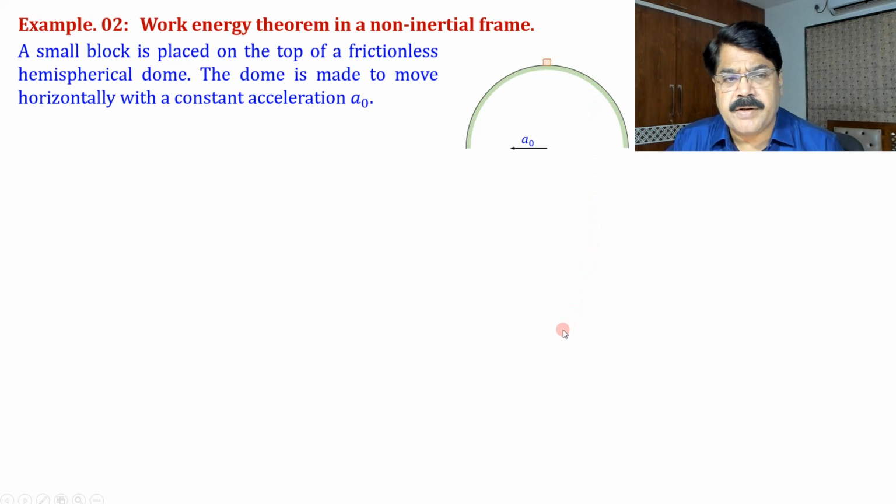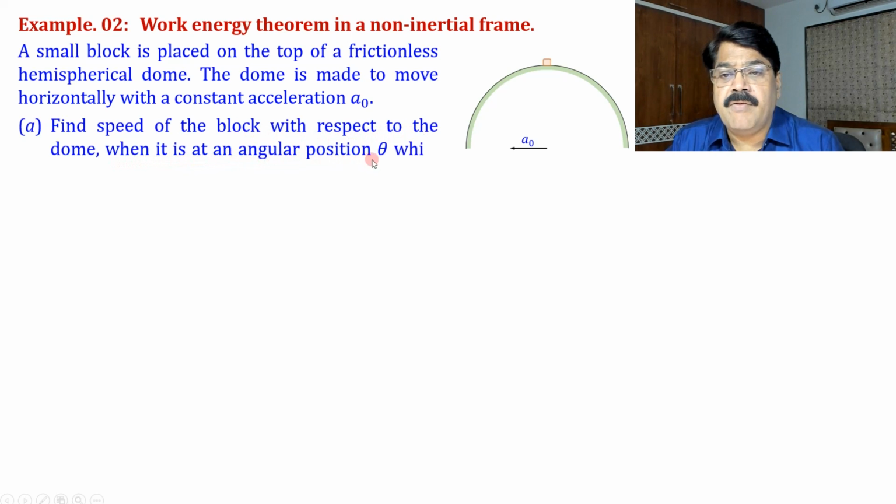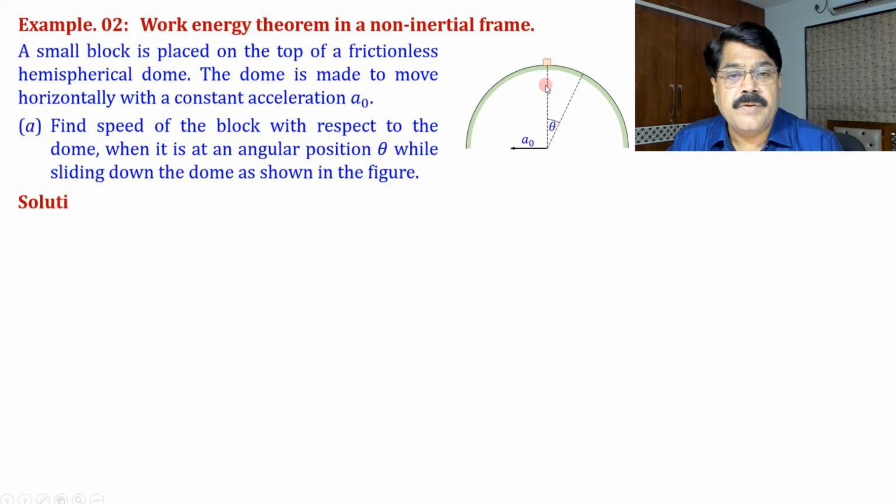Of course, if you observe from the ground frame, the path of the box will not be circular, but with respect to the dome, the path of the box will be circular. So again, it will be easy to consider the non-inertial frame attached with the spherical dome. But let us see what is asked. A. Find the speed of the block with respect to the dome when it is at an angular position theta while sliding down the dome as shown in the figure. So here, when the box slides from this position to this position at angular position theta, what speed it will acquire, that we have to calculate.